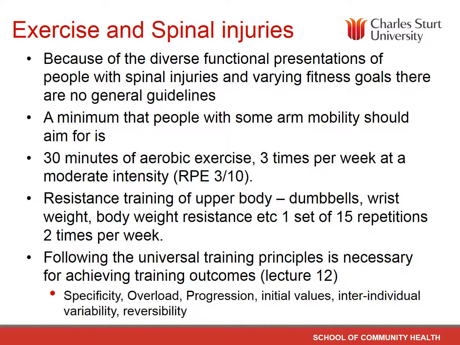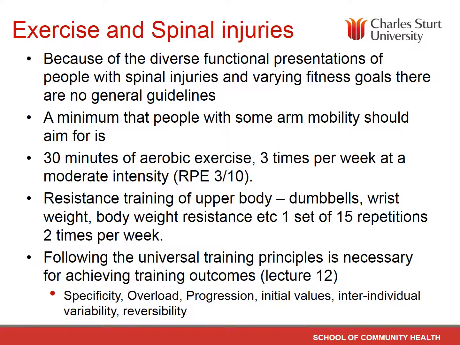Now, because of the diverse functional presentations of people with spinal injuries and varying fitness goals, there are no general guidelines. But as a minimum, people with some arm mobility should aim for 30 minutes of aerobic exercise 3 times a week at a moderate intensity, so an RPE of about 3 to 10. Again, this is a minimum, so if someone was completely sedentary, you'd have to work them slowly up to this minimum, but you wouldn't just stop there. You'd really try and increase the duration and the frequency as fitness develops.